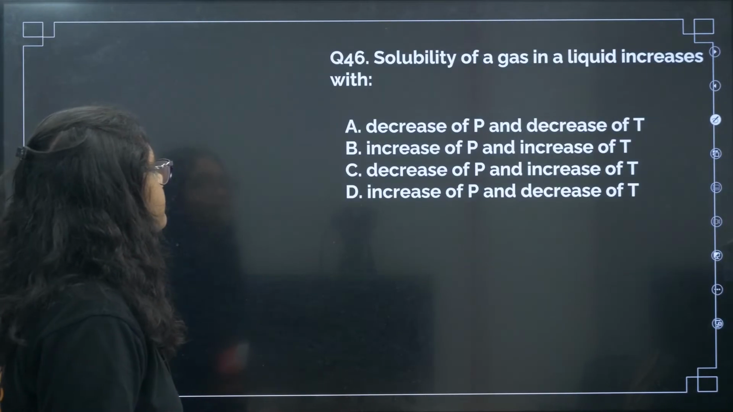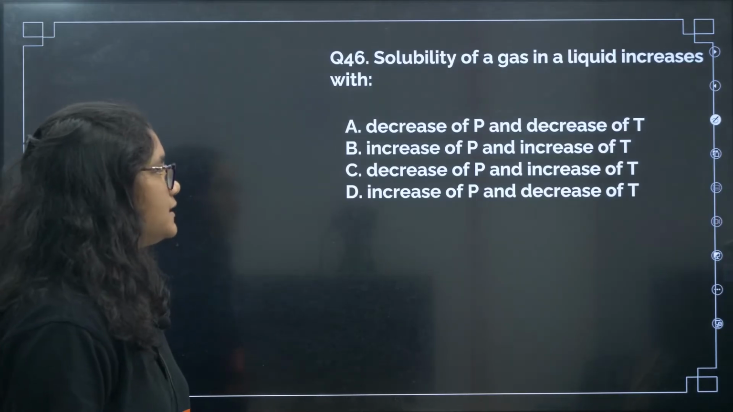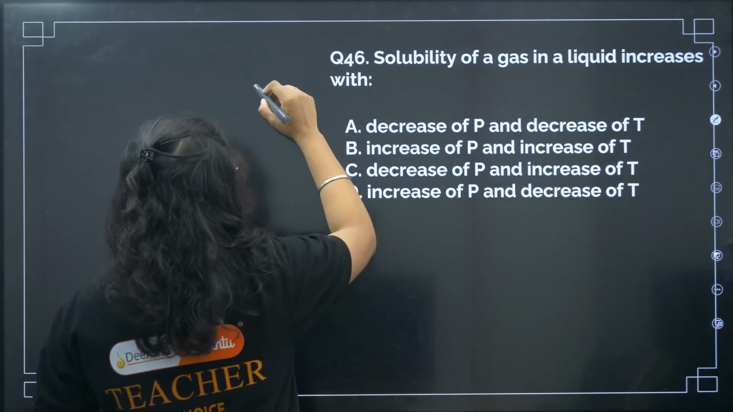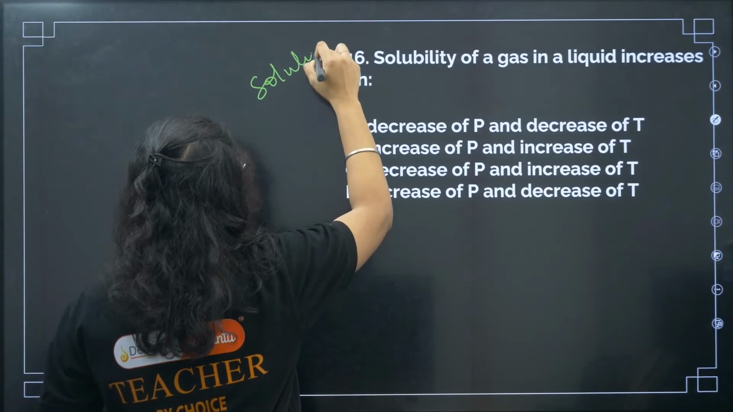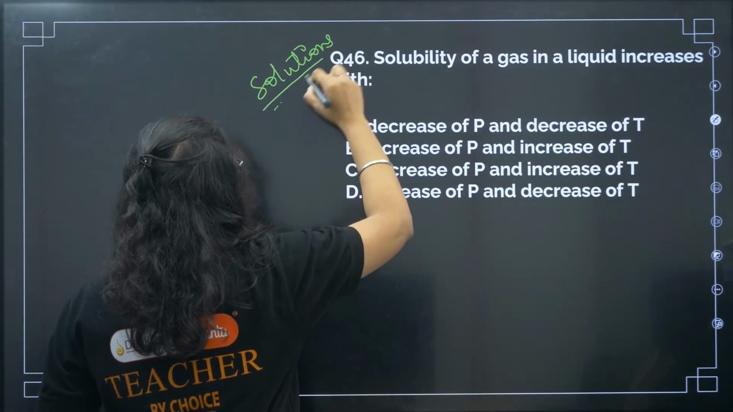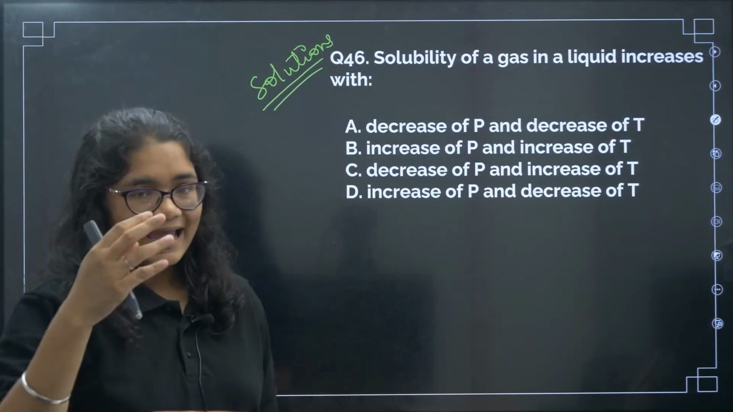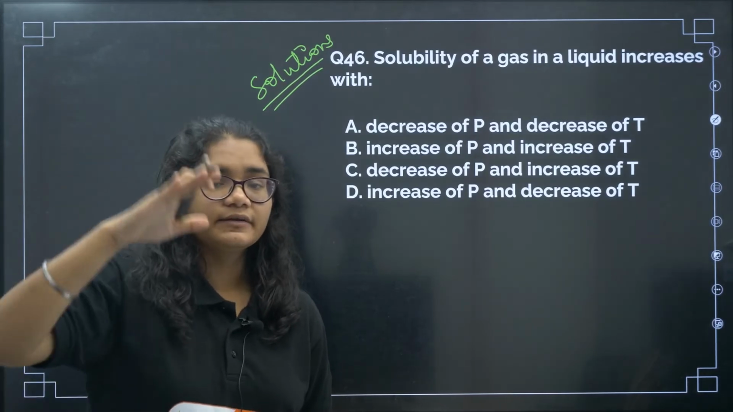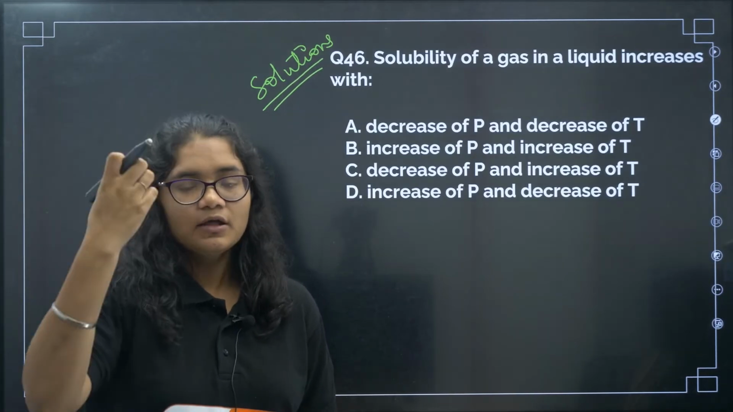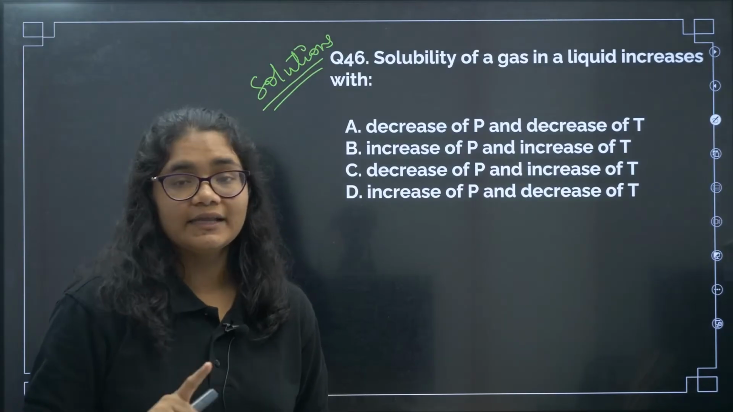Now coming to question number 46, solubility of gas in a liquid increases with. This question is again from the solutions chapter. Important question. Solubility of a gas in a liquid will increase with the increase of pressure. If you increase the pressure, solubility will increase, and with decrease in temperature.